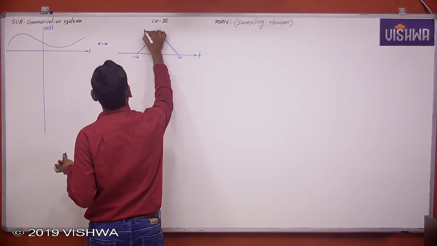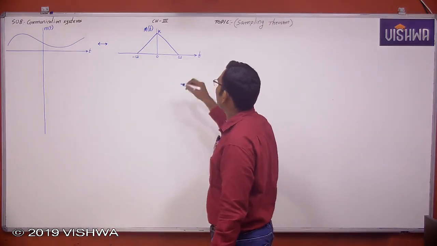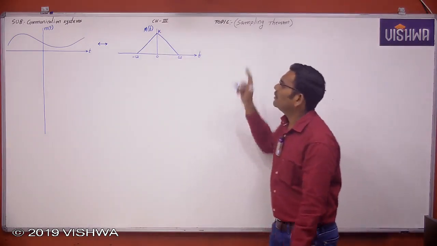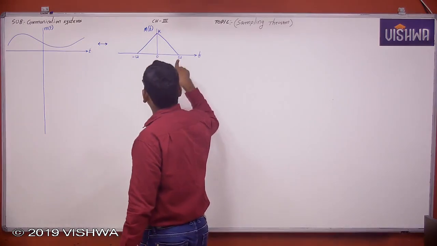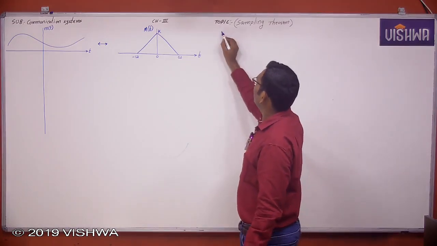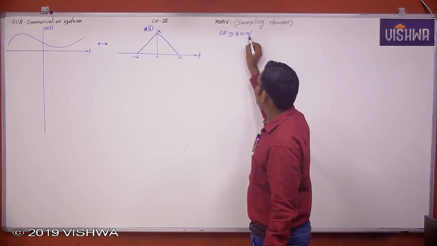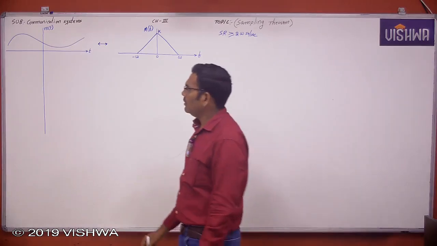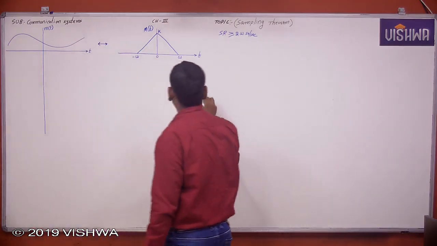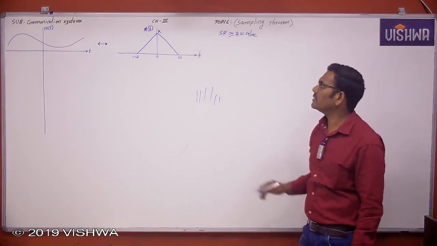This message signal which is band limited to omega hertz can be reconstructed back from its samples. Note down this definition of the sampling theorem: a message signal band limited to omega hertz can be reconstructed back from its samples only when the sampling rate is greater than 2 omega samples per second. This is the definition of the sampling theorem.